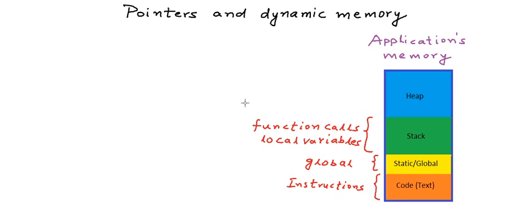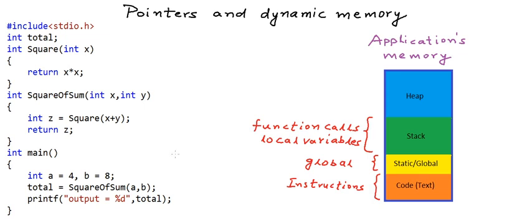Let us first understand how these three segments of the memory are used when a program executes. I have a simple C program here. We have a function square that gives me the square of a number. We have another function square of sum that is given two arguments x and y, and it returns us the square of x plus y. And in the main method, I'm just calling this function square of sum, passing it two arguments a and b. Let us now see what happens in the memory when this program executes.